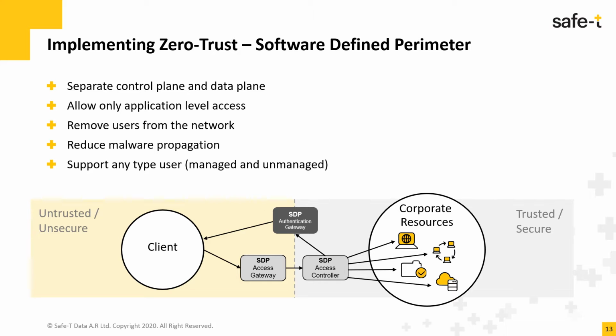SDP, or Software-Defined Perimeter, is one popular way of achieving zero trust. This SDP framework diagram illustrates the separation of the control plane and the data plane, and the application-level access that removes the user from the network and prevents lateral movement and the propagation of malware.